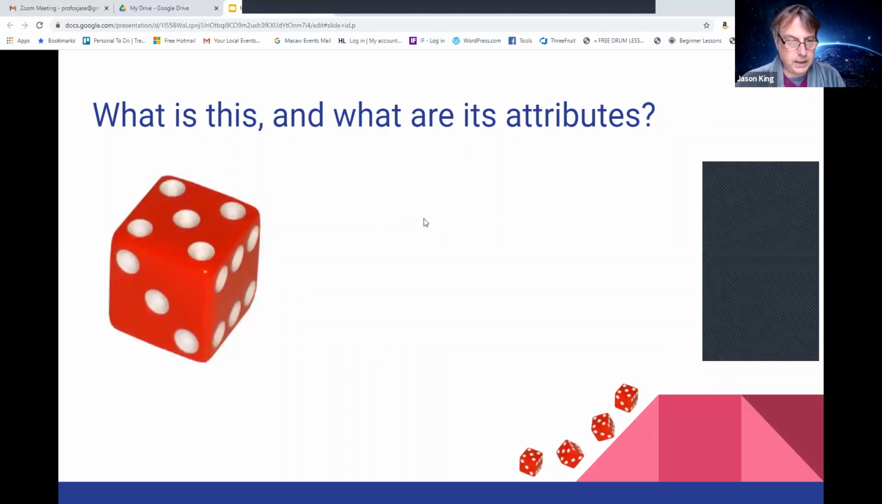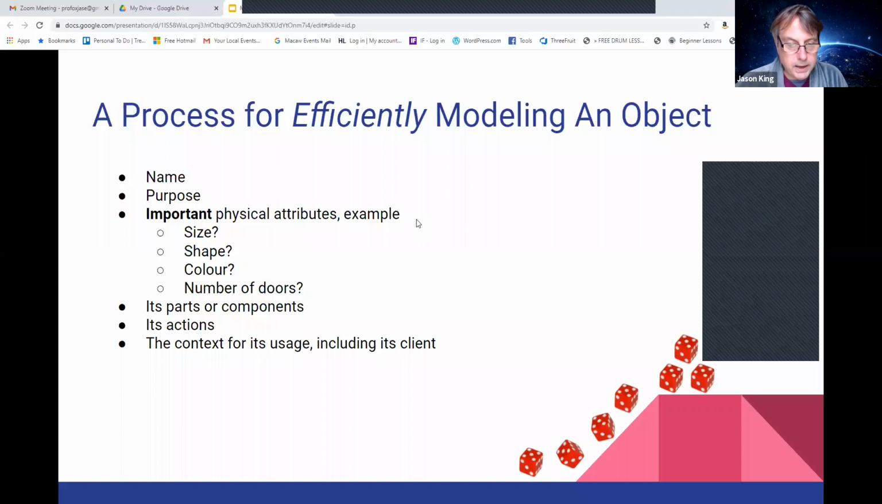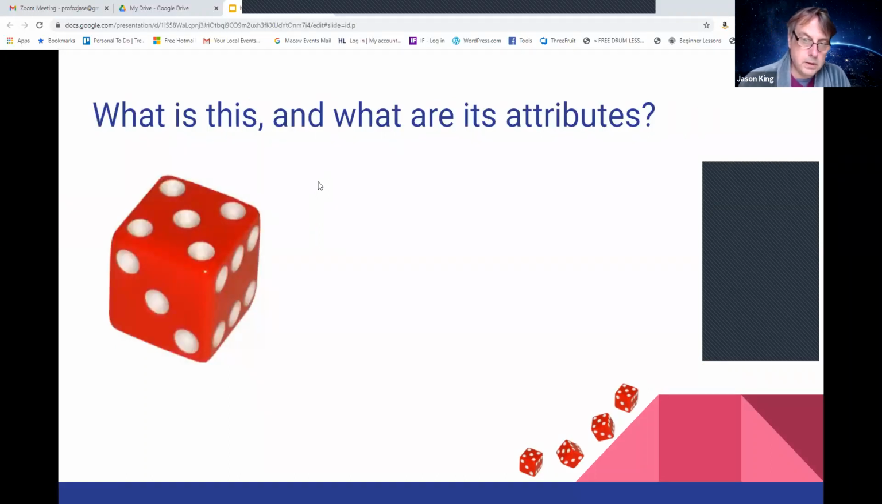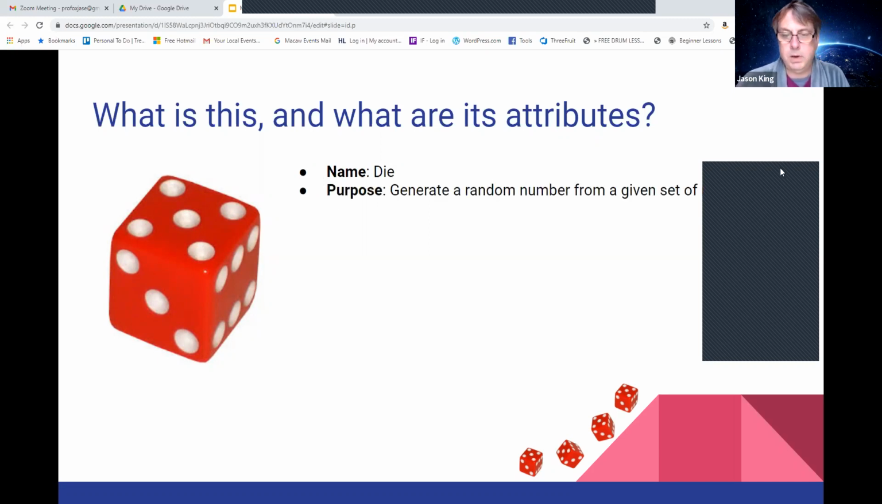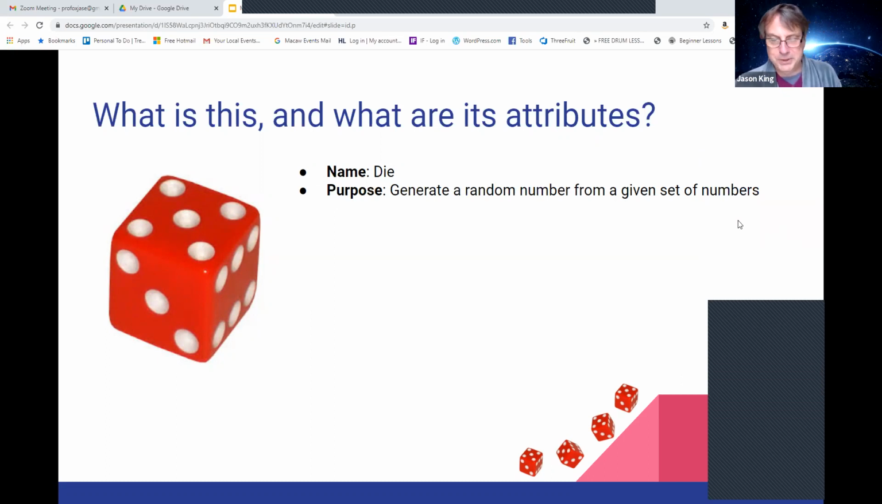Oh, there's that slide again. So we're going back to looking at these headings. Its name: it's a die, plural dice. Its purpose: generate a random number. I'm equally pleased and gutted that you already figured out that it is to generate a random number. That's some good insight. Generate a random number from a given set of numbers, 1 to 6 in this case.